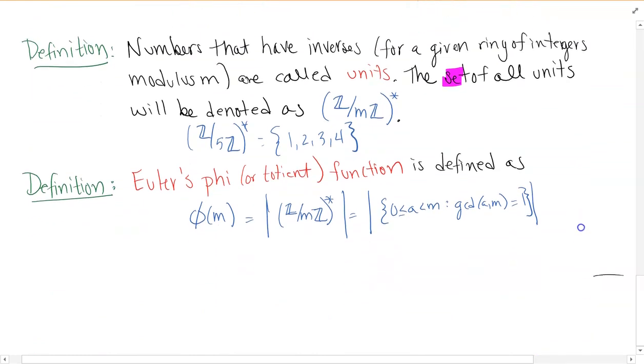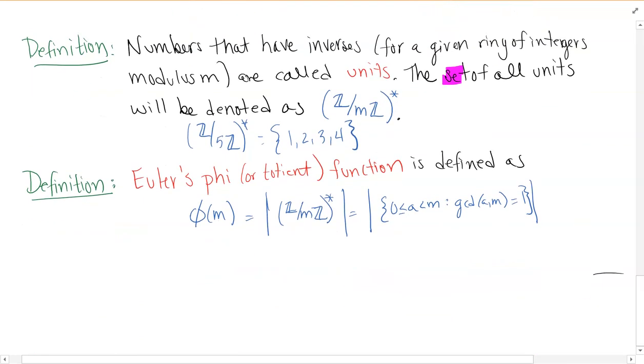Okay, and then Euler's phi function, which we will use at various points in the course, just to make you aware of it, is defined as the size of the set of units. So in this case, when we're looking at phi of 5, it's going to be 4, because there were 4 numbers in our set, so that's all we have to do. Okay, so a little overview of modular arithmetic: a proposition, where you have to prove the other part, and then rings of integers.